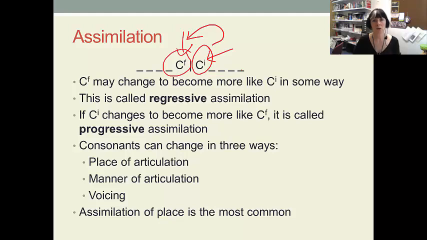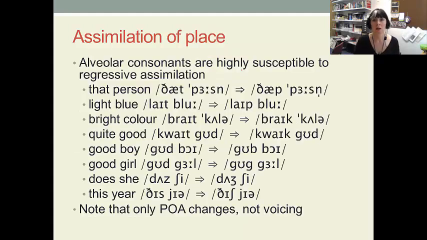Consonants can change in three ways. They can change their place of articulation, their manner of articulation, or their voicing. Assimilation of place is the most common. Let's start by looking at assimilation of place. Alveolar consonants are highly susceptible to regressive assimilation, and that's what we're going to be looking at here.